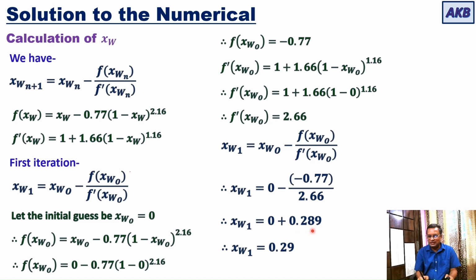So in this way, the first iteration is completed. I started with an old value for xw as 0, and I have got a new value as xw1. And what is that value? xw1 is 0.29.